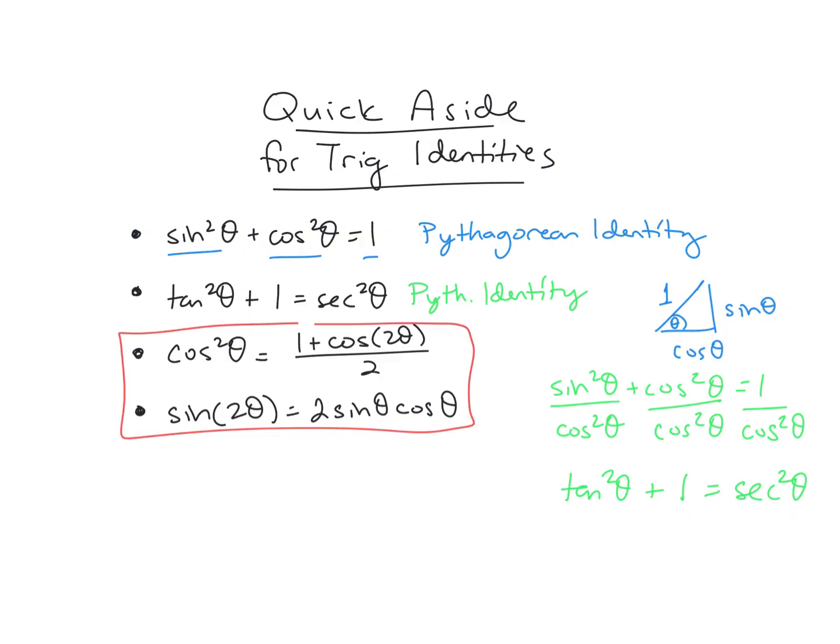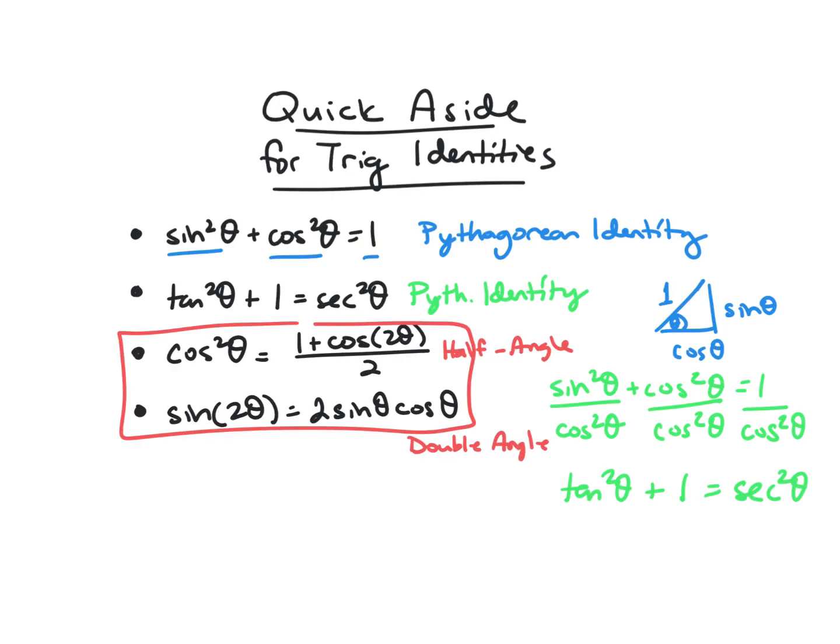The last two are not related to the Pythagorean theorem. These are what are called the half angle and double angle identities. There are actually several half angle and double angle formulas, but these are the two that kind of show up the most and are most useful. And so these are things that we will use in the problems ahead. Okay, so just keep those in mind. They will show up.